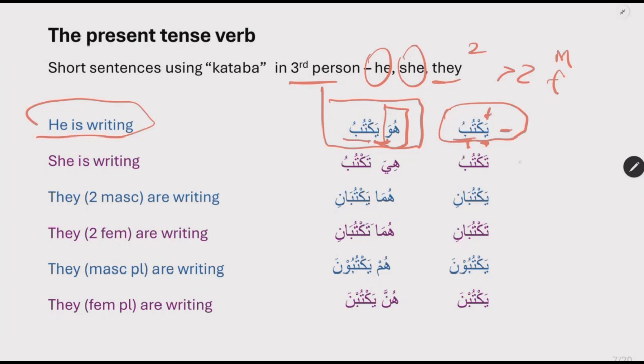Likewise, the female version of it is taktubu with the ta in front, and that's how you get she's writing. Here in the dual, you have the ya in front and the ani at the end, or you can have the same verb there and the huma coming in front to give you they two masculine writing. And taktubani is the feminine version of it. And then the masculine plural is the ya in front and the una at the end, or you can have a hum plus that same feature yaktubuna to give you the masculine plural writing. And yaktubna is the feminine version of it.